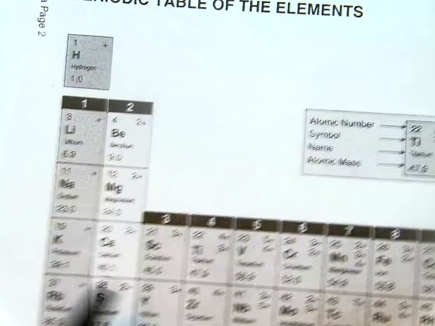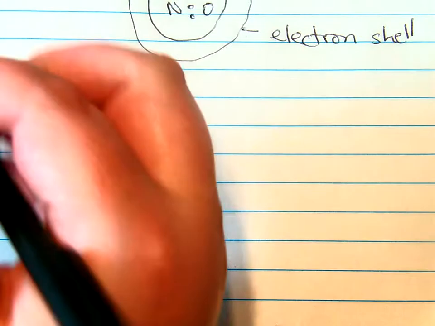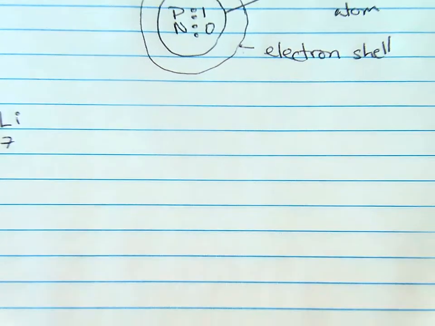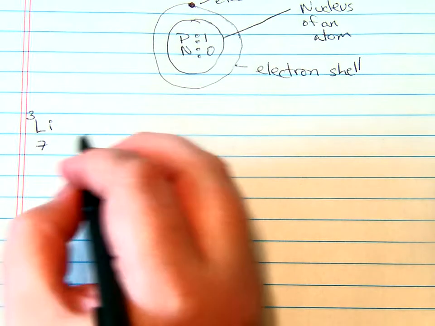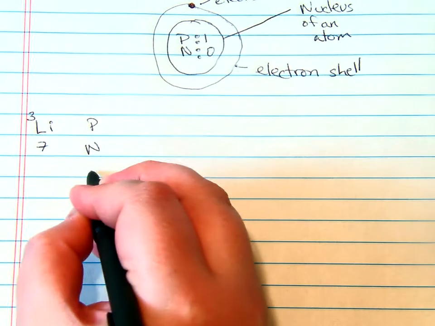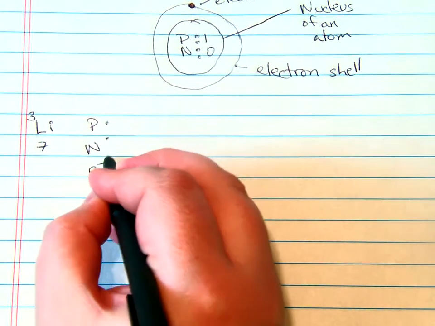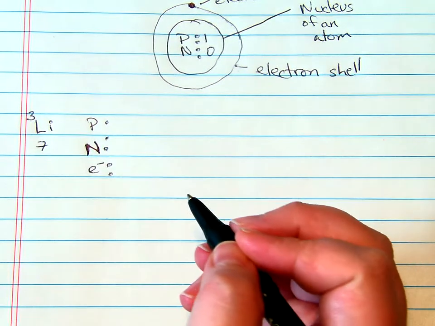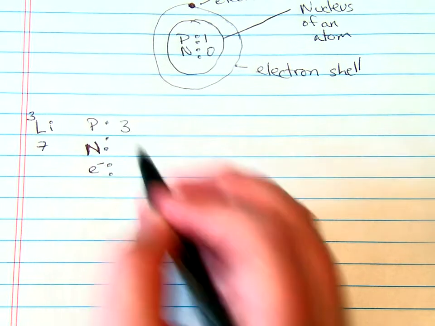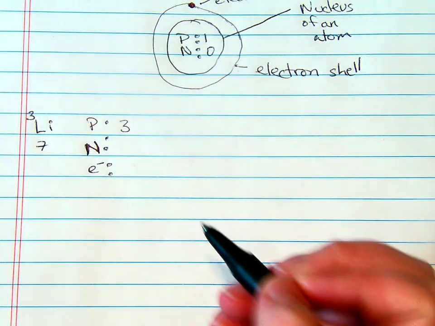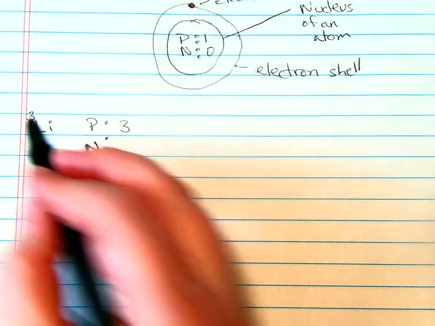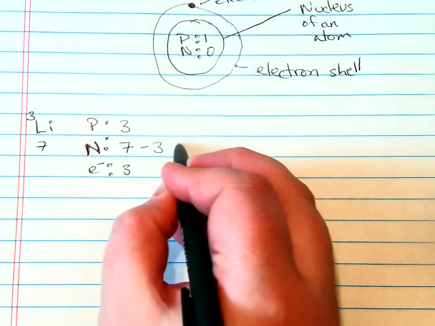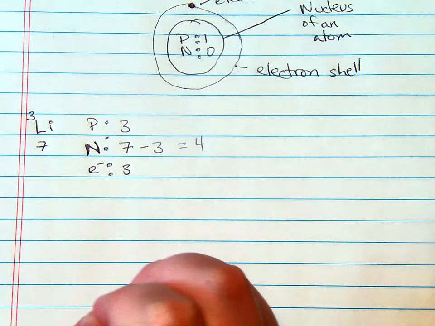Okay, so we're going to write this down on our page. We've got 3 and 7. Let's zoom out. There we go. So that means for protons, neutrons, and electrons, we have 3 protons, because that's the same as our atomic number. We've got 3 electrons, same as our atomic number. And for neutrons, we take that 7, we subtract 3, and we are left with 4.